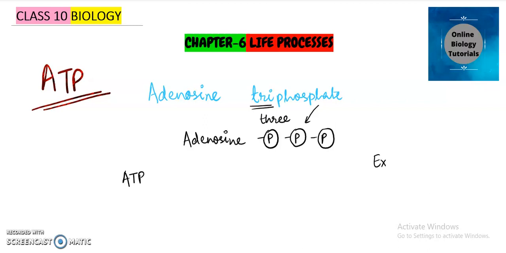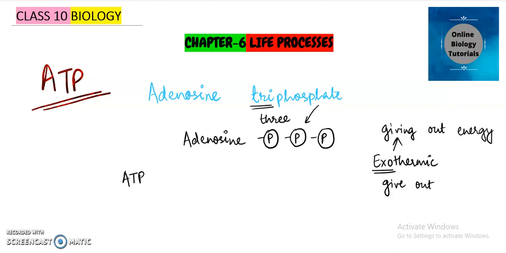Now there are 2 types of reaction, exothermic and endothermic. Exo means to give out, right? So whenever anything is giving you energy, it is exothermic. Giving out energy, it is always exothermic. Whereas endothermic reactions are the ones that require energy. Endo means they will be taking in energy, right? So endothermic reactions will always be requiring energy. Exothermic will give out, endothermic will take in.